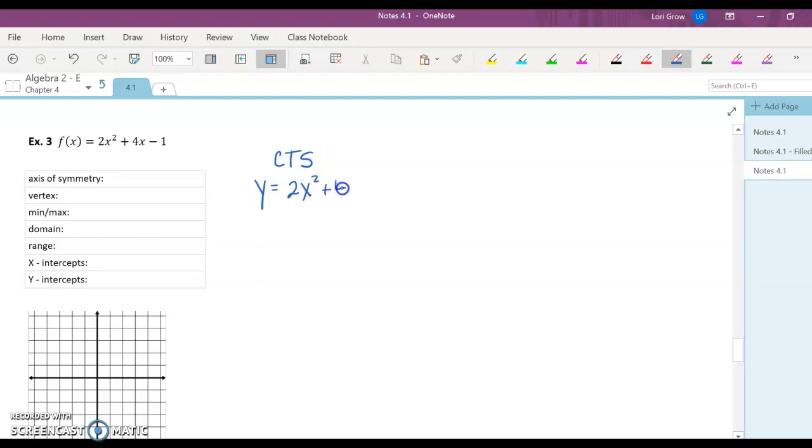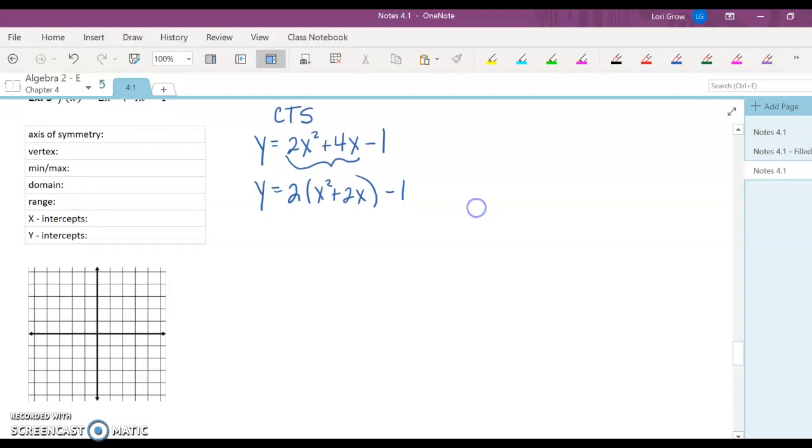And remember they said to group the terms with the variables. So those are those two right there. And out of those two, I'm going to pull out the a, leaving you with x squared plus 2x in parentheses. And that negative 1's just along for the ride. All right, after I pull out the 2, the next thing I'm going to do is complete the square. So I take half of 2, and I square it. So I added 1.